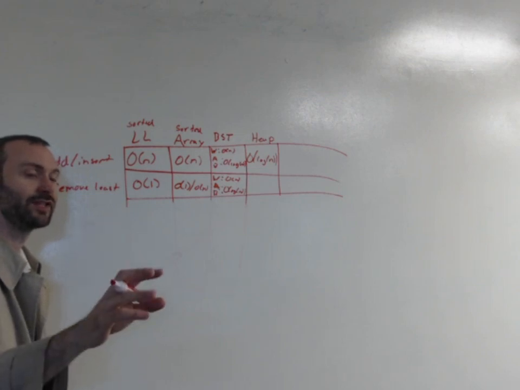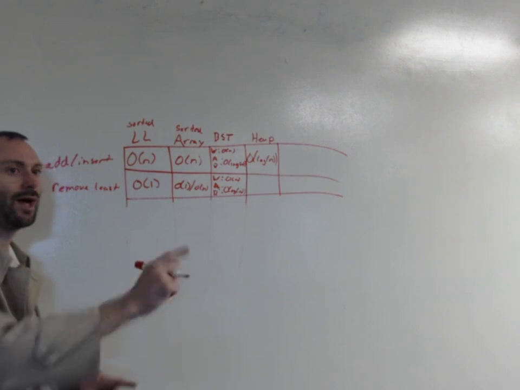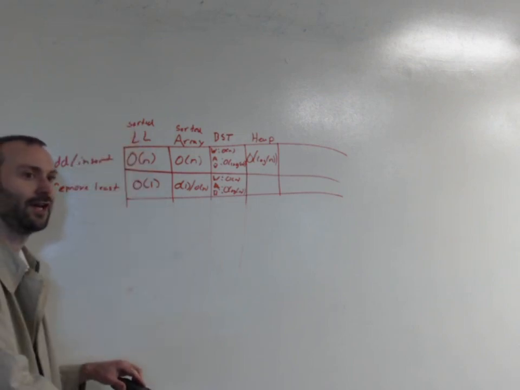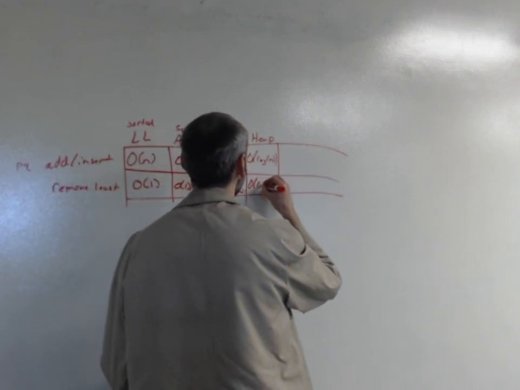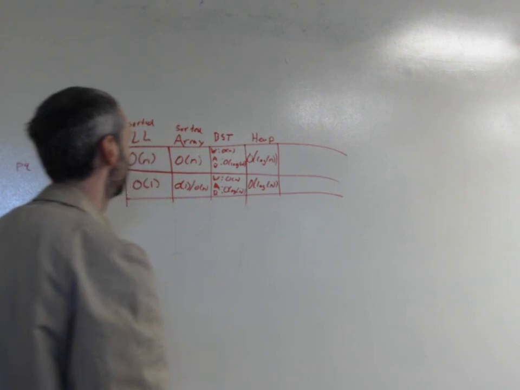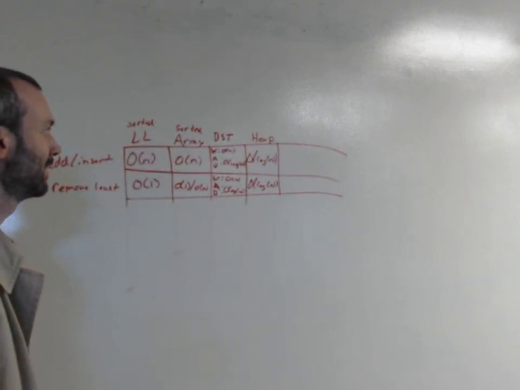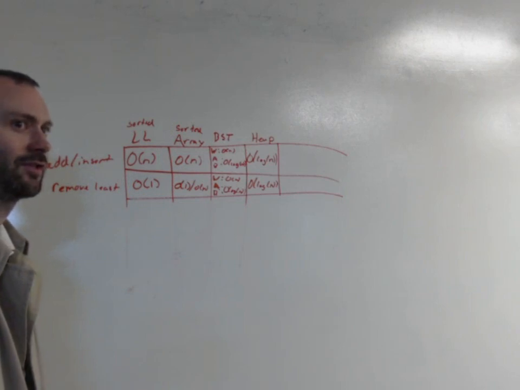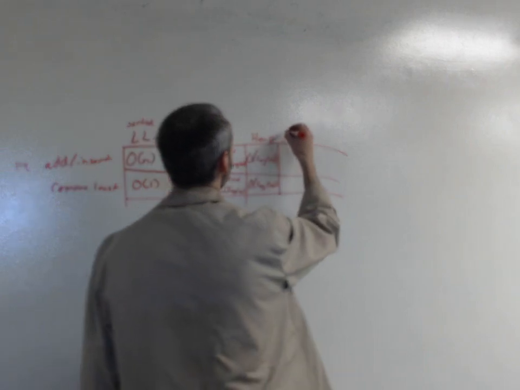You swapped the first element, which is the least, with the one at the end, and then you sift down. So the swap is O(1), and then how long does it take to sift down? Log n. Okay. So who's winning so far? Heap. The heap's winning. What's the other data structure we used? Hash table.